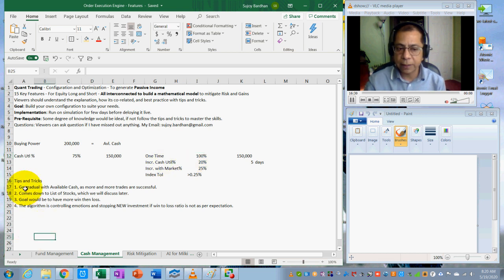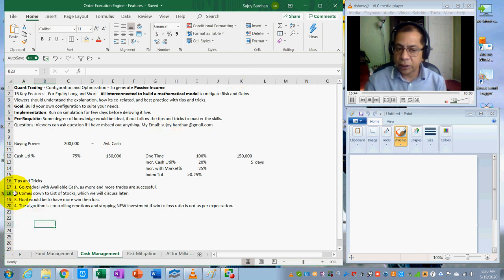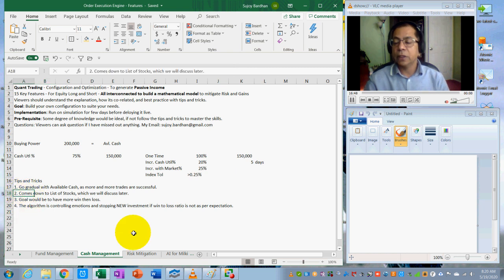So having the key features which I'm talking about is go very gradual with your available cash. As more and more trades are successful, you keep increasing it. That's one of the tips for this, which again comes down to the list of stocks which you will be investing on. So it is a very important element that the list of stocks you maintain for that day or for that week, whatever it is, we'll come to that later on, is crucial.